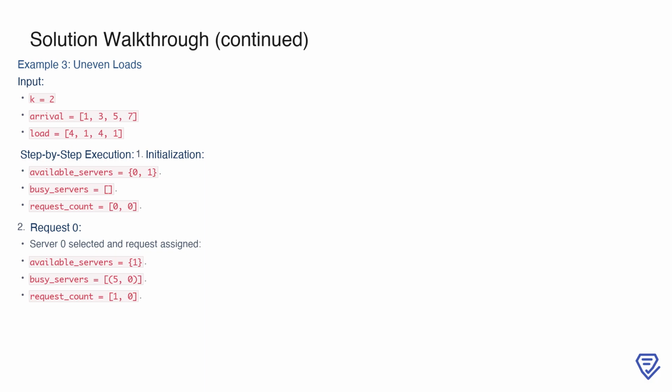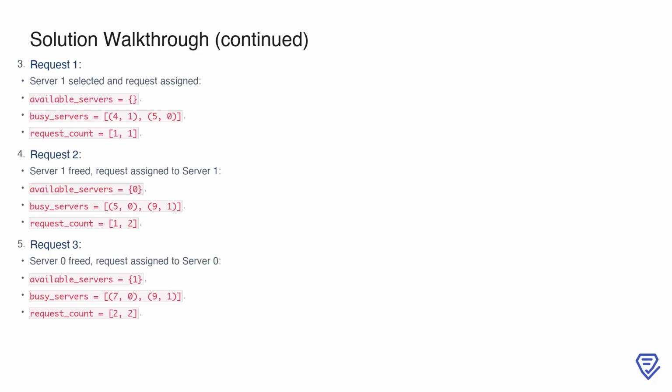For the first request, which arrives at time 1, server 0 is available and selected. Server 0 is marked as busy until time 5, the available_servers set is updated to exclude server 0, and the busy_servers heap records that server 0 will be busy until time 5. The request_count array shows that server 0 has handled 1 request.